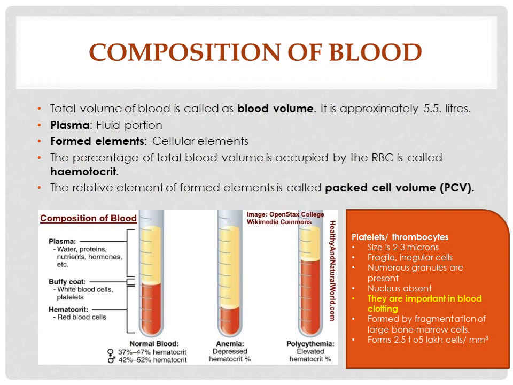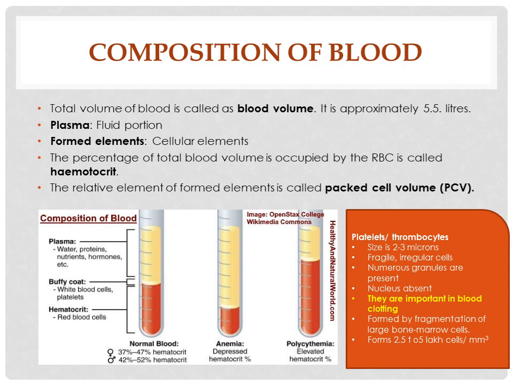Next is the composition of blood. Normally the total volume of blood is called blood volume, and in an adult it is about 5.5 liters. In the blood there are two components we already mentioned, plasma and formed elements. Plasma mainly constitutes the fluid part, while the formed elements constitute the cellular part. And in the laboratory, you have to do this practical also this year, that is to find the hematocrit value.